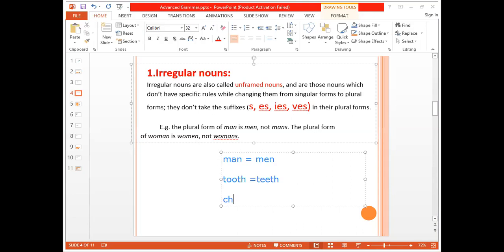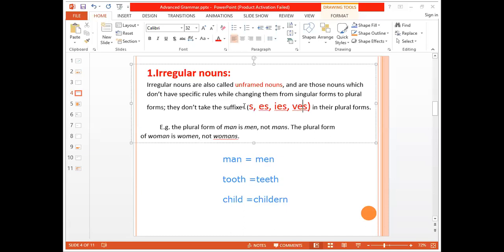For example, if I say child, what's the plural of child? It's children. Clear? So it does not follow rules and regulations. It does not take S, E-S, I-E-S, or V-E-S. So that's why it comes in the category of what? It comes in the category of irregular nouns. In irregular nouns, it does not follow any rules and regulations. Is it clear? It was the second topic.